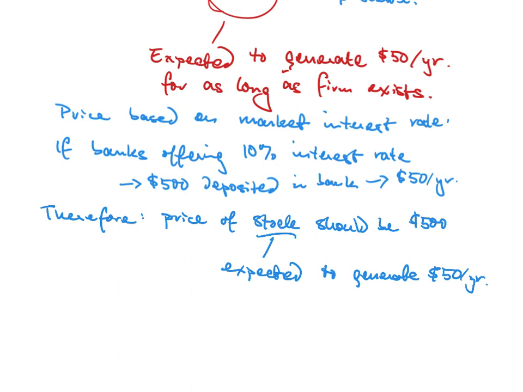Now again, this value, this price for the stock, depends on the market interest rate. If the interest rate were 5%, sorry, I underlined the wrong thing. This price, $500, that would be higher if the market interest rate were lower. People would be willing to pay more for an ownership share that generates $50 per year.